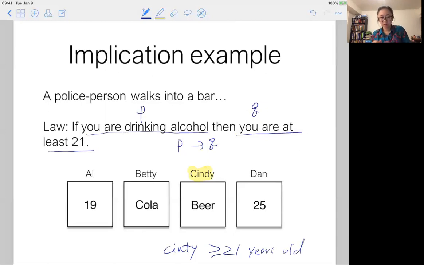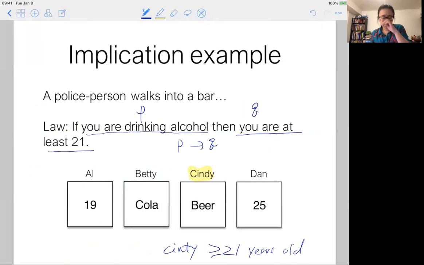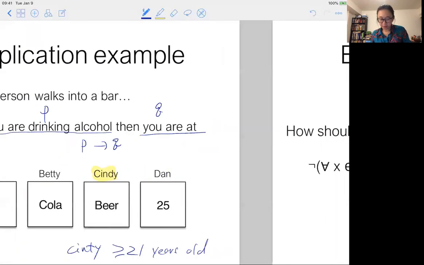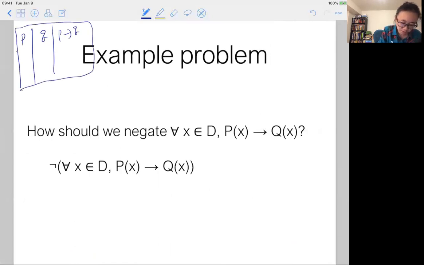Okay, so let's think about this in a more abstract way. What is an implication? Remember in the previous part, we have this nice truth table, and this is a good place for you to review it, and try to fill in this truth table. Remember I said in part 1 of the lecture, if P is false, Q is false, what is P implies Q? It's actually true.